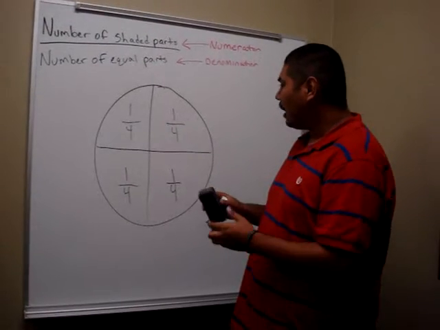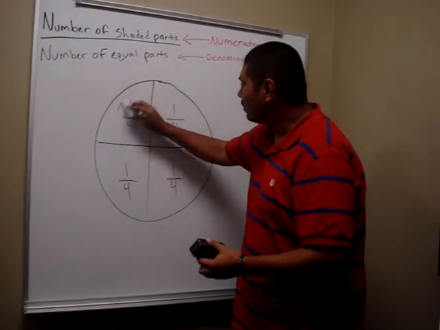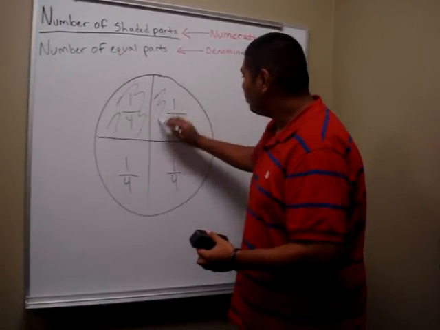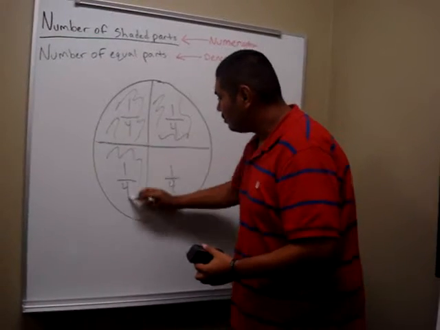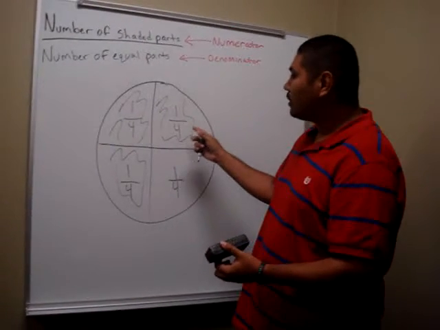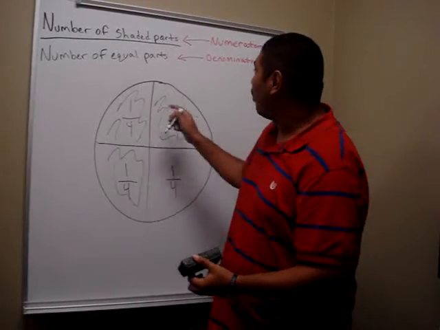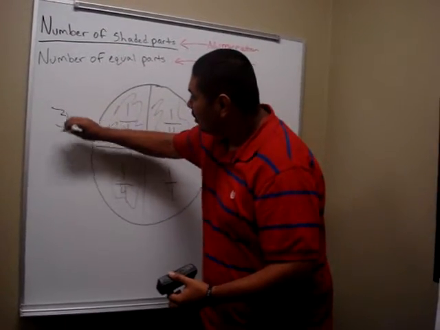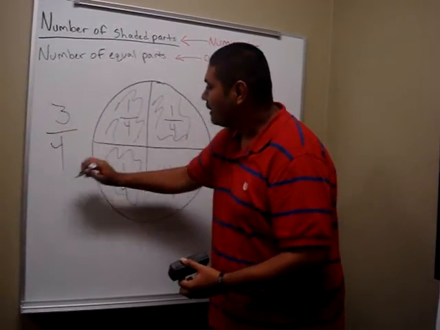But let's say I shade in 3 parts of the circle. There's 3 parts of the circle highlighted. So those 3 parts will be known as 3 over the 4 pieces.